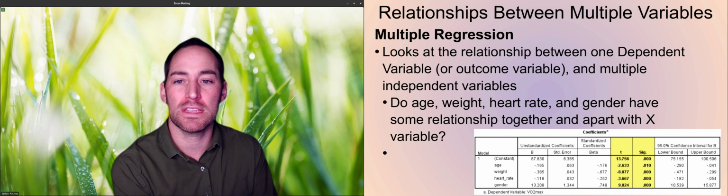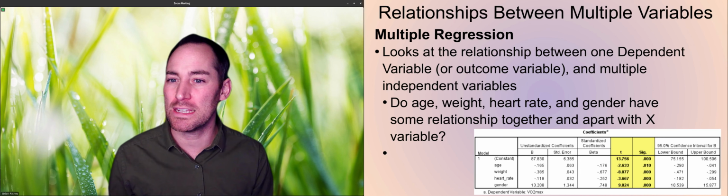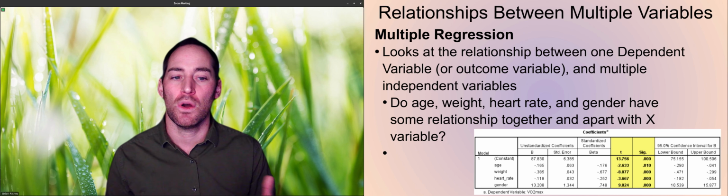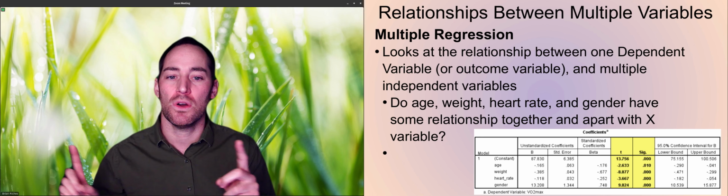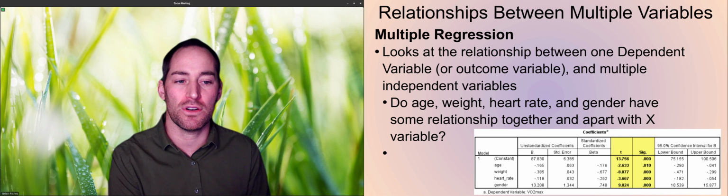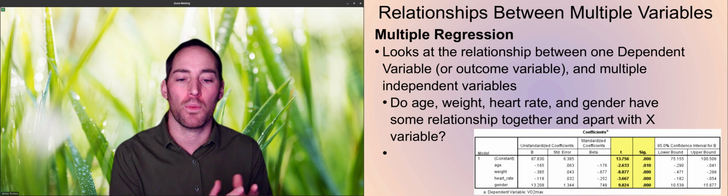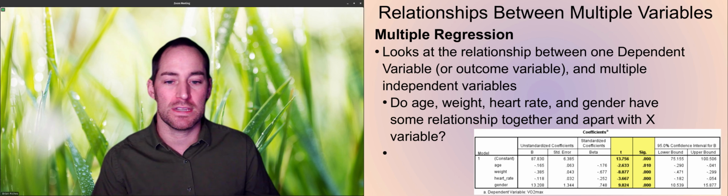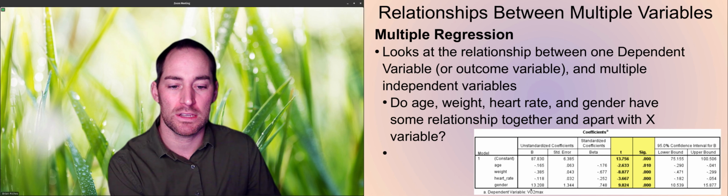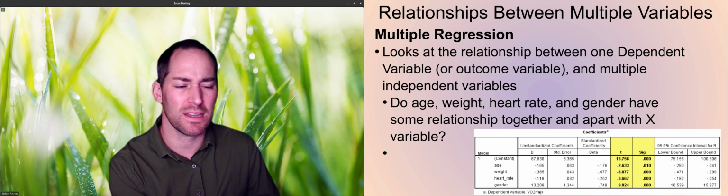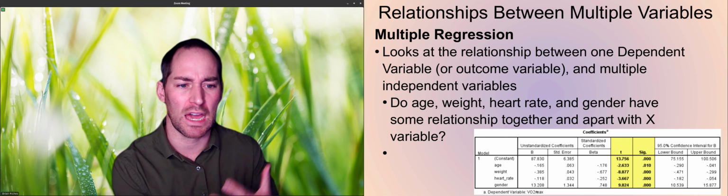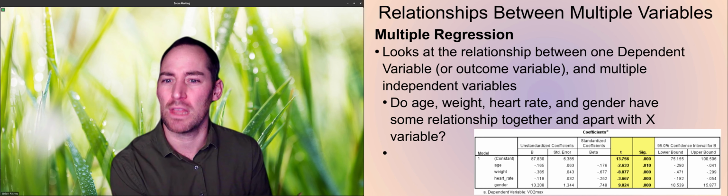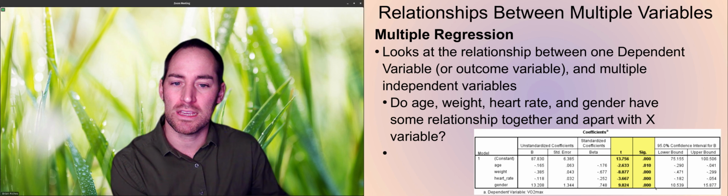So a good example of multiple regression that might make more sense to you is: what is the relationship of age, weight, heart rate, and gender with some variable? So this graph or this table is looking at your oxygen, VO2 max. I forget exactly what it was, like the quickness of taking in oxygen or something like that, or how saturated your lungs were with oxygen, something related to oxygen. But it's looking at these variables.